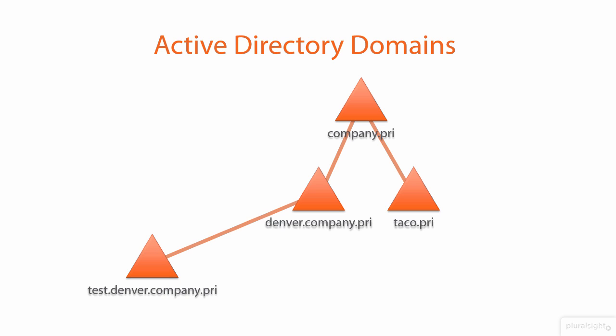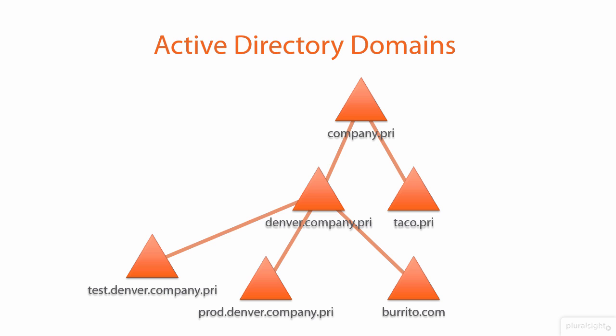So test.denver.company.pri and production.denver.company.pri. And I can even go non-contiguous into my subdomains as well. So taco.pri and burrito.com needn't necessarily be organized with each other except to be in a completely different branch of the tree.